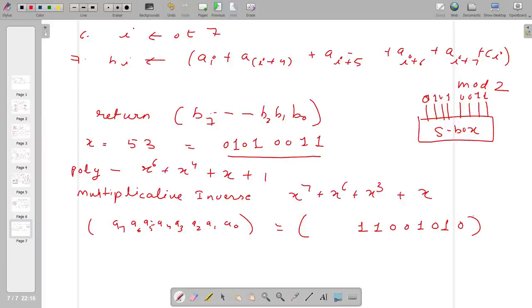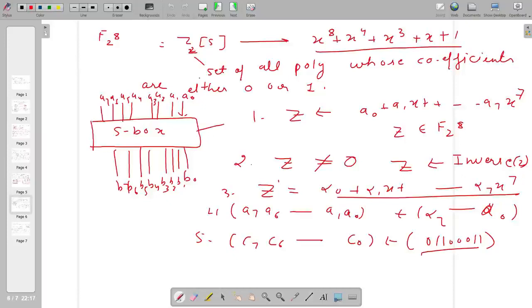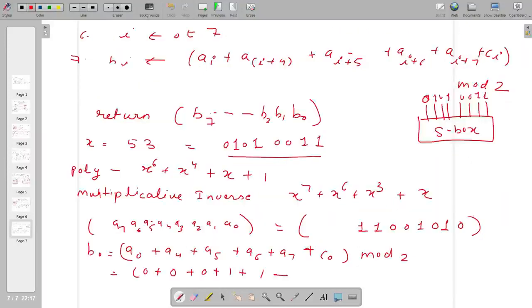Now using this formula we can generate b0, b1, b2. So let me write for b0. b0 will be a0, then ai plus 4 means a4, ai plus 5 is a5, ai plus 6 is a6, ai plus 7 is a7, and c0, and it is mod 2. So a0 is 0, a4 is also 0, a5 is 0, a6 is 1, a7 is 1, and the constant c0 which is given here is 1. So we put 1 also here, and when we do the mod 2 operation it comes out to be 1.